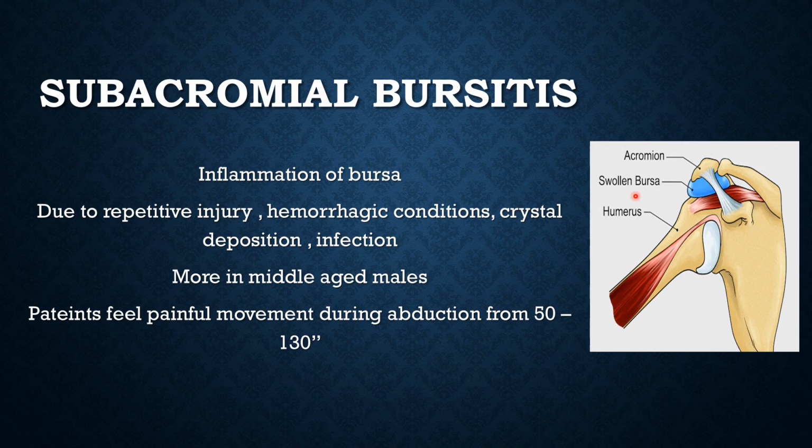It occurs mostly in middle aged males, and the patients feel pain in movement when they abduct the arm at an angle varying from 50 degrees to 130 degrees. So basically the abduction of the arm in the range of 50 degrees to 130 degrees is quite painful for the patient suffering from subacromial bursitis.